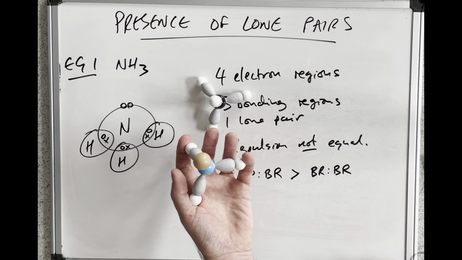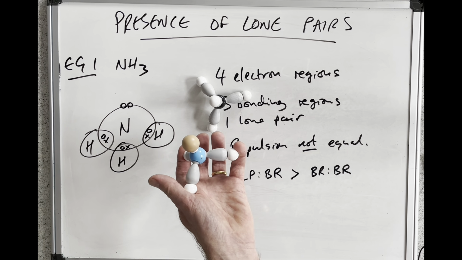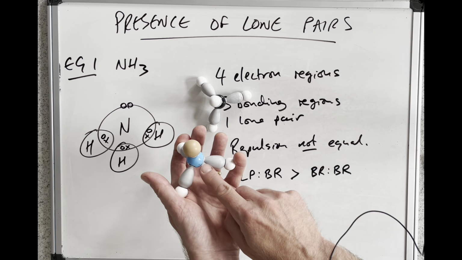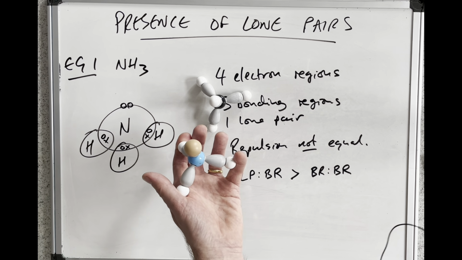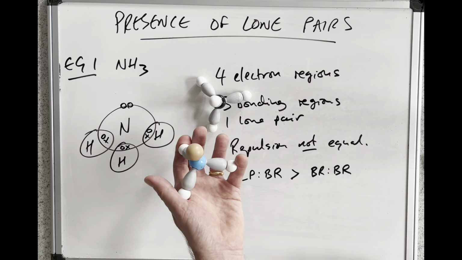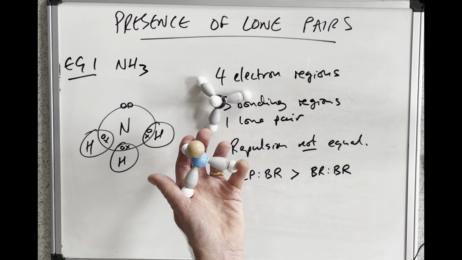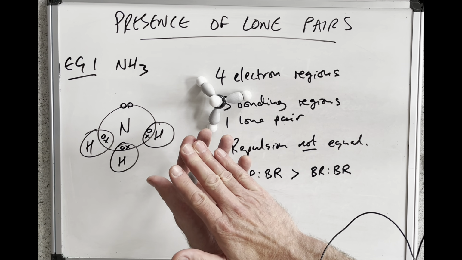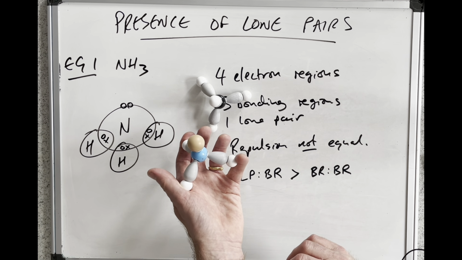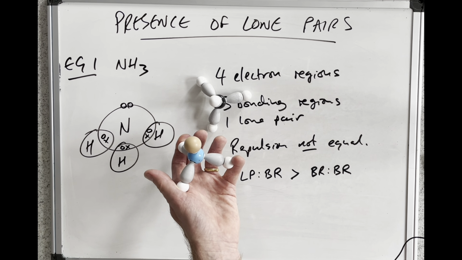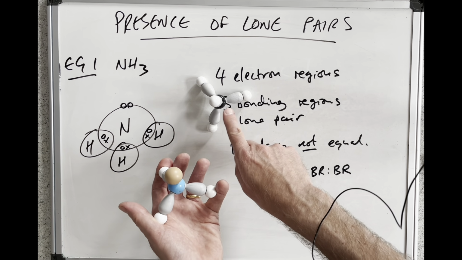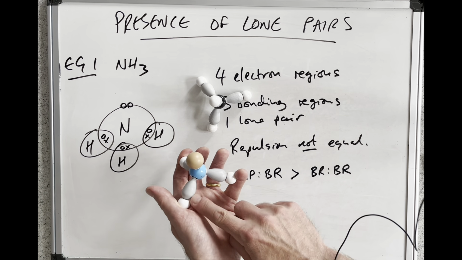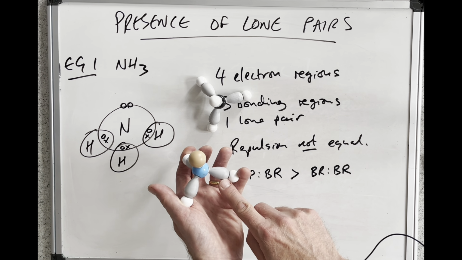If I can just hold this in position, I'm going to squeeze the hydrogens a little bit closer together to represent this extra repulsion between the lone pair and the bonding region. It's going to squeeze these slightly closer together, and the rule of thumb is that for 1 lone pair, we're going to reduce the angle by 2.5 degrees. So in this, it's 109.5, so this angle will be 2.5 degrees less than that.